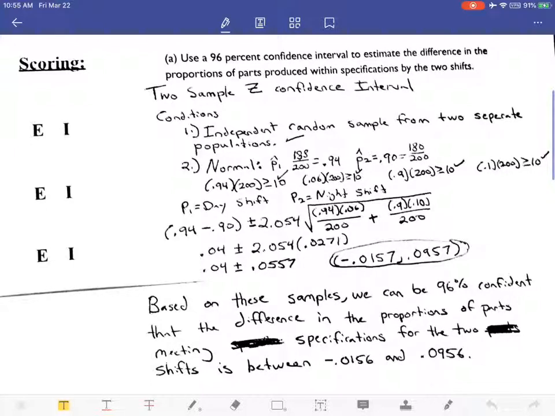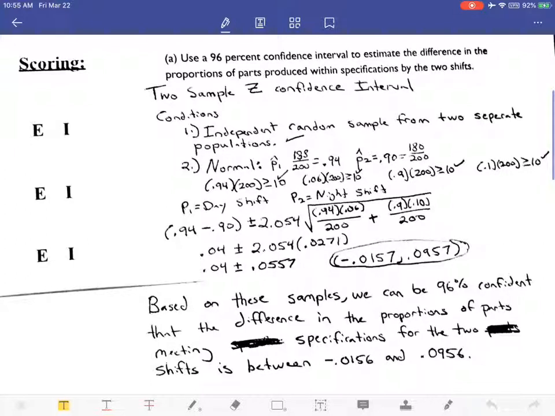Just use that word independent when you're including it in your random sample from now on. So our random condition is met because independent random samples from 2 separate populations are selected. Then for our normal condition, we have to do n times p hat and n times 1 minus p hat. And remember, both of those need to be greater than or equal to 10.